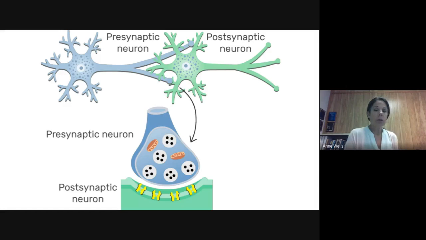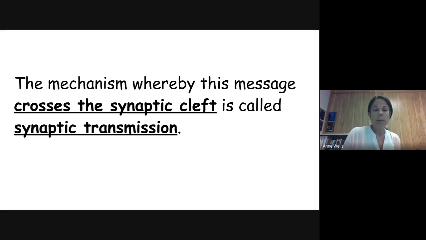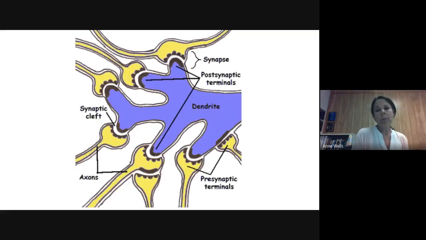So basically same picture, just showing you in a little different way. So the presynaptic neuron, that's where the message is coming from. The postsynaptic neuron is where it is going to. The mechanism whereby this message crosses the synaptic cleft is called synaptic transmission. So right here, where the message is basically jumping across that cleft from one side to the other, is called synaptic transmission. I like this picture because it shows it from a pulled back position where you can see how it is going from all of those little axon terminals to the dendrites of the next neuron.